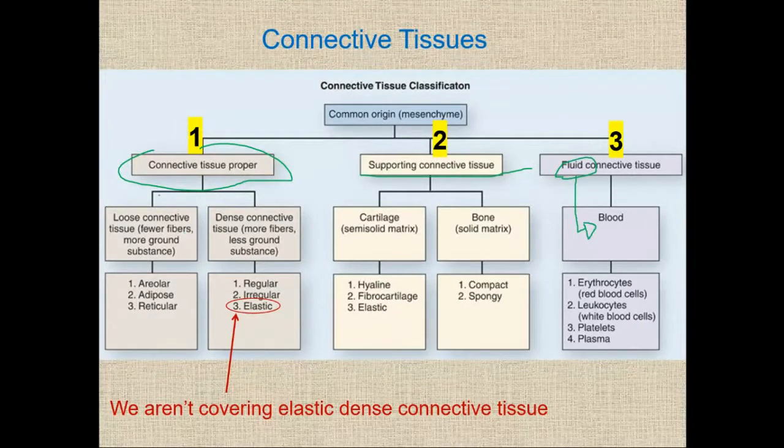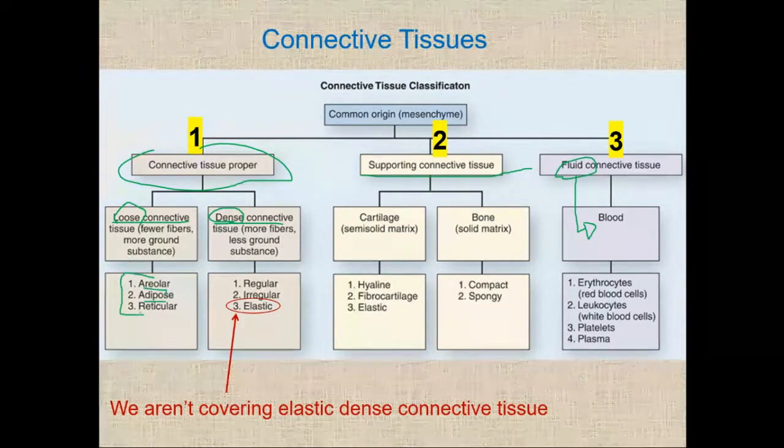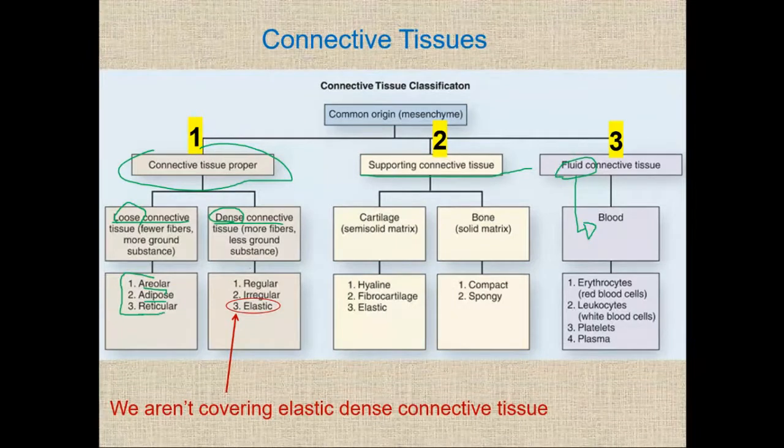That's it. For connective tissue proper, we have to distinguish between loose and dense connective tissue. What is the loose one? The loose one is loose, so it's less fibers and more ground substance. The dense has more fibers. And because we have several different types of loose, we have to do a subclassification. Areolar, adipose, and reticular. For the dense, we have regular, irregular, and elastic.